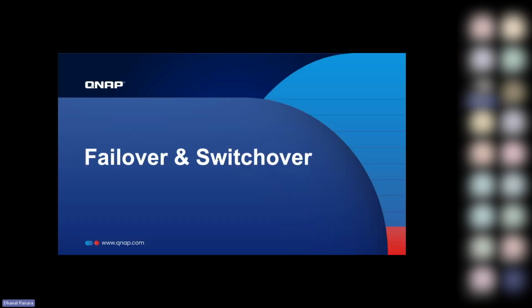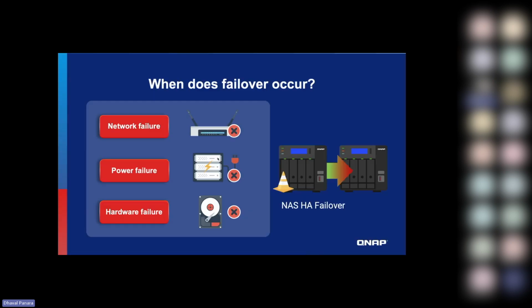Now there are two scenarios when you have two systems, right? There's failover and there's switchover. Failover is when something happens that's not in your hands, right? A network failure, a power failure, or a hardware failure. In the case of a network failure, the network cable breaks down or the network port breaks down on the main NAS, then the NAS goes offline. That's where the NAS will switch over to the second NAS.